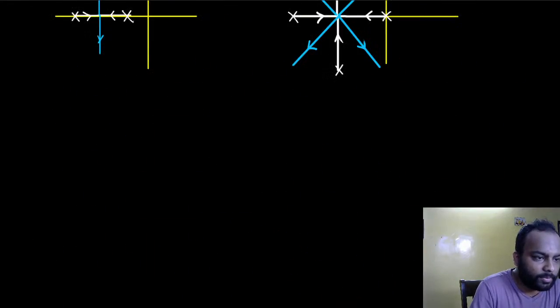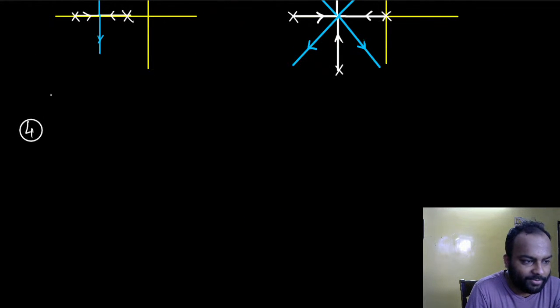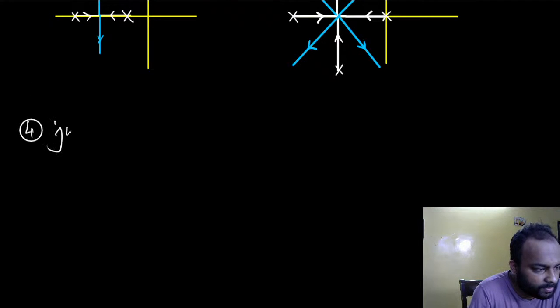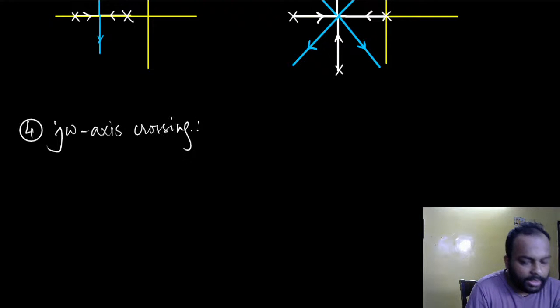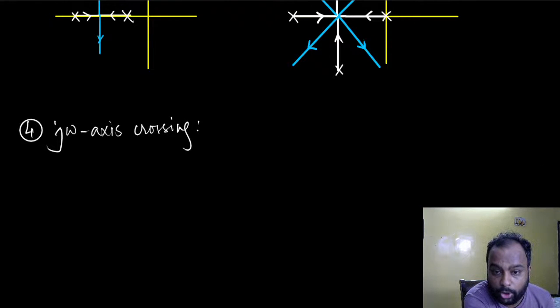Okay, so rule number 4. And of course, you can figure rule number 4 out yourself. Rule number 4 is imaginary axis crossing, the condition and everything about the imaginary axis, when it crosses the imaginary axis.